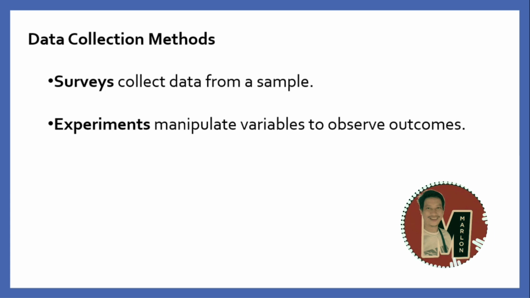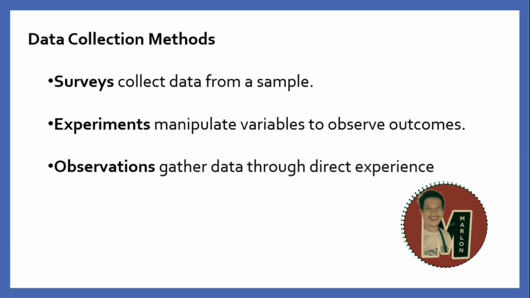Experiments manipulate variables to observe outcomes. Experiments involve changing one or more variables to observe the effect on another variable. For example, an experiment testing the effect of different fertilizers on plant growth.